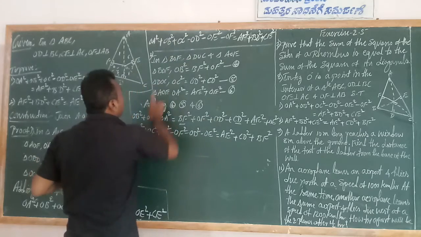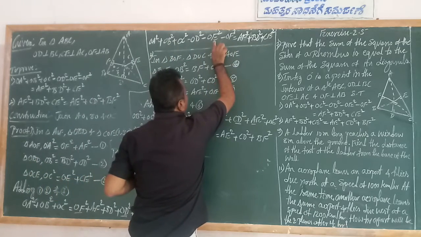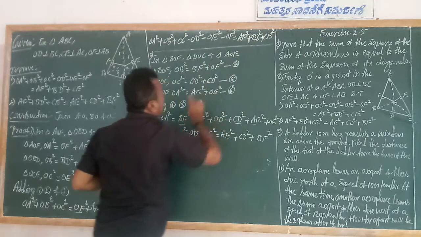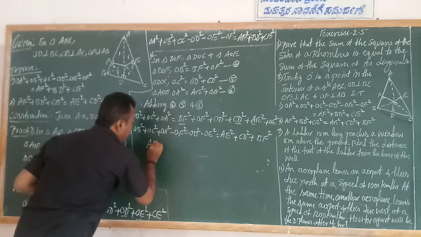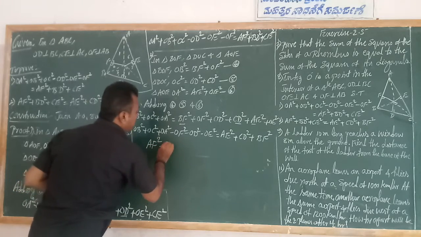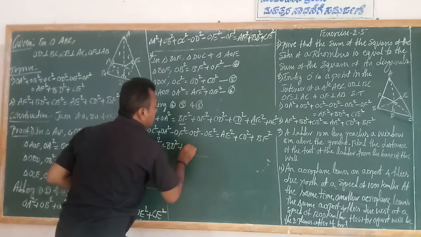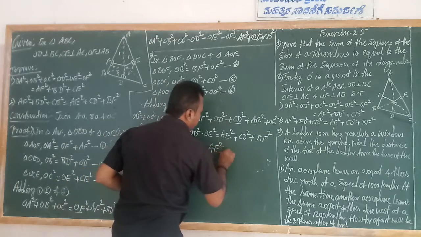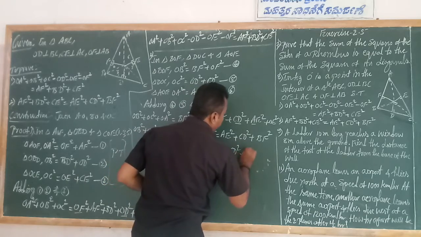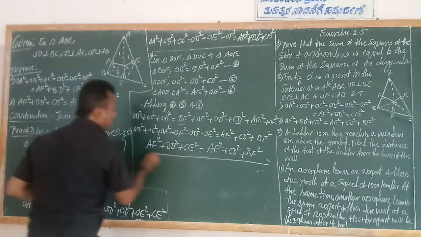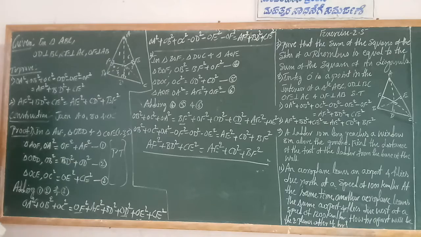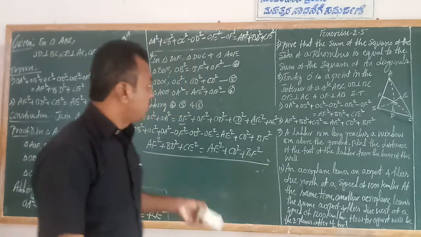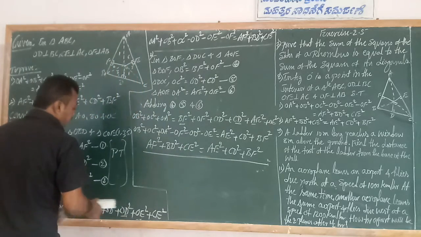So instead of this equation, I will replace it here with AF square plus BD square plus CE square. It is equal to the remaining: AE square plus CD square plus BF square. Understand? Hence the proof. So this is the second part. Understand, students? Like this we have to prove it. Okay, so next question number 9.